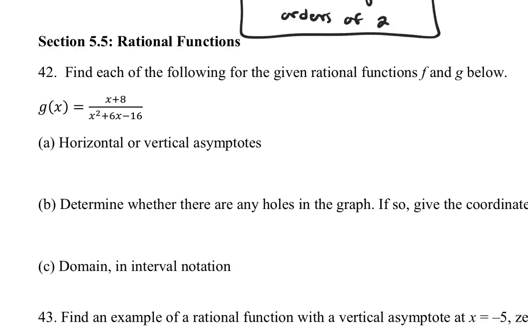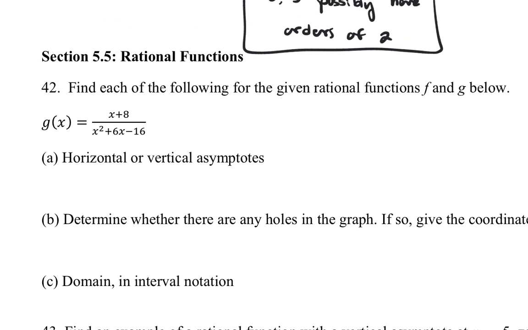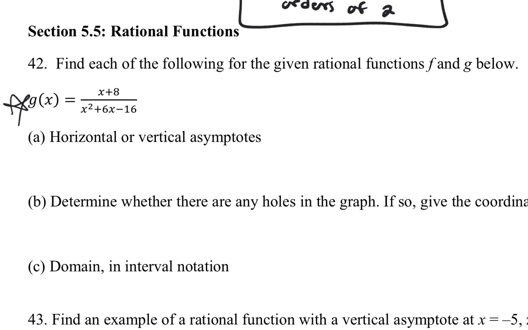Moving on to question 42, we want to find each of the following for the given rational functions f and g. So first, I guess we're just going to look here. My first step would be to try and see if we can factor this out at all. That'll help us figure out what our asymptotes might be, or if there are any holes and that kind of thing.